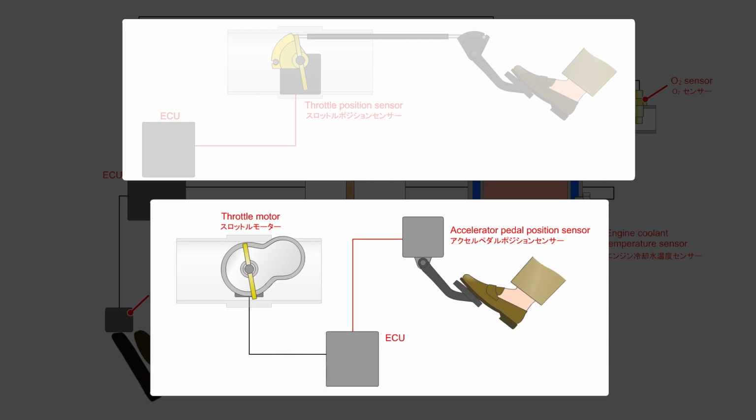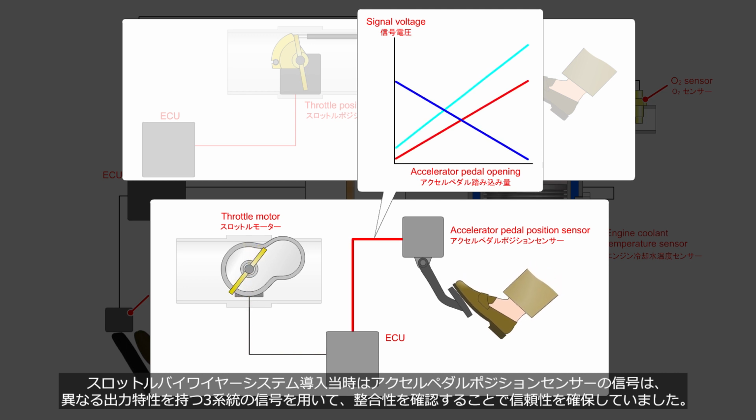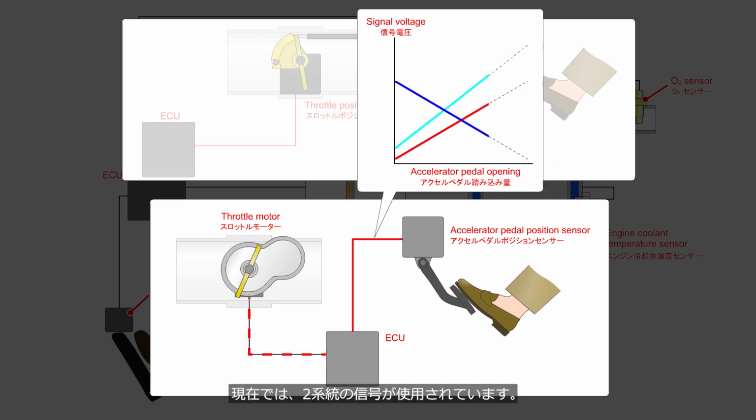At the time of the introduction of the throttle-by-wire system, the signal from the accelerator pedal position sensor ensured reliability by utilizing 3 signals with different output characteristics to verify integrity. Nowadays, 2 signals are used for this purpose.